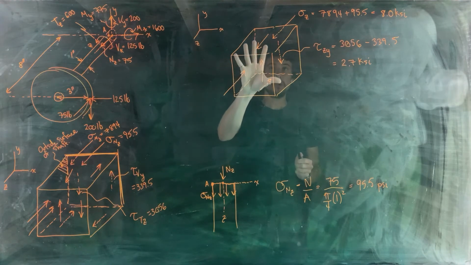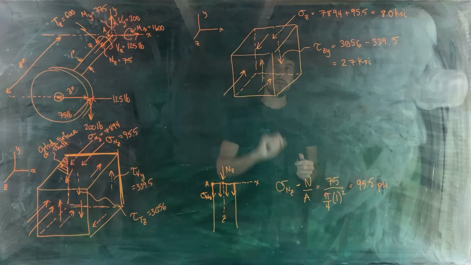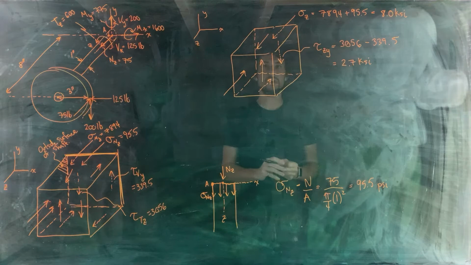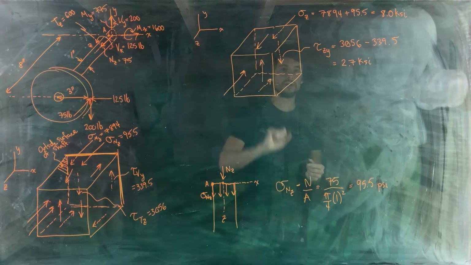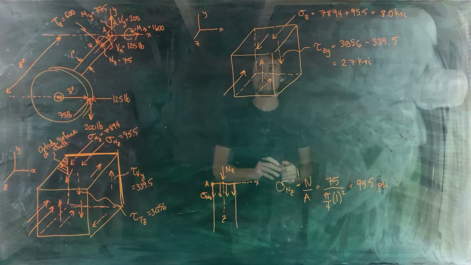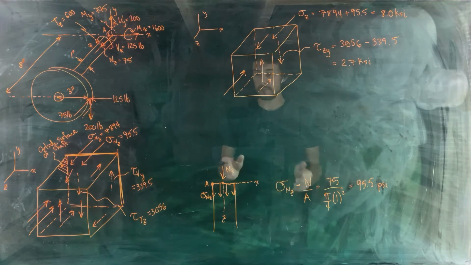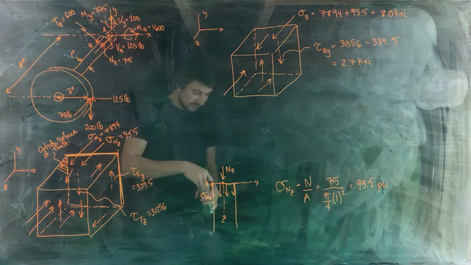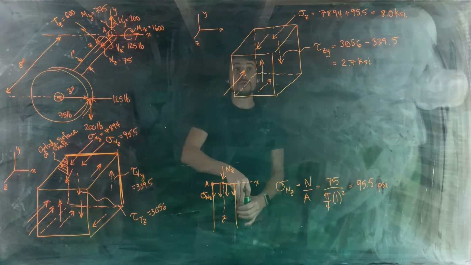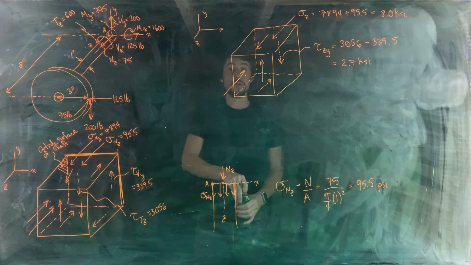So now this is the fully defined stress state that occurs at point A, right? We can see all the stresses that occur at point A. All right, questions about that one before we move on to the next problem? None? Okay. That's great.